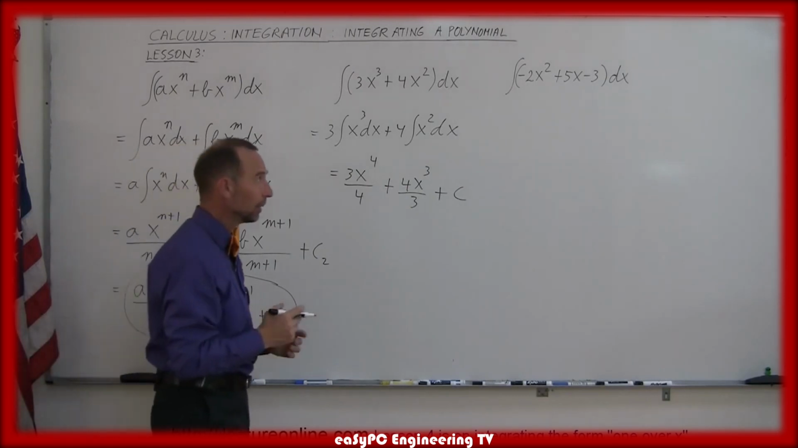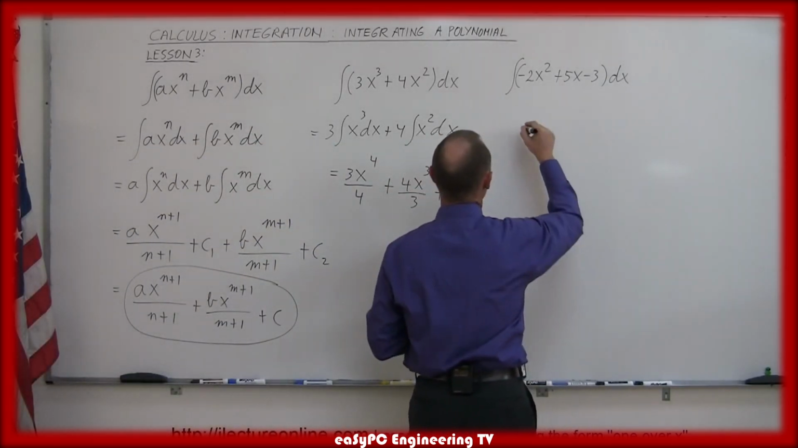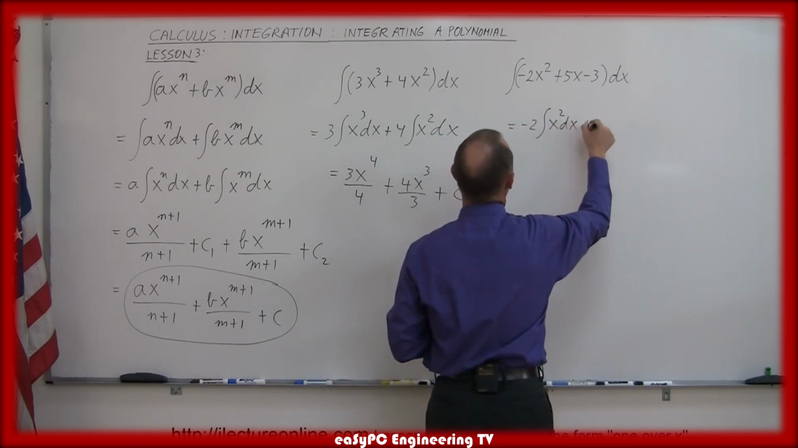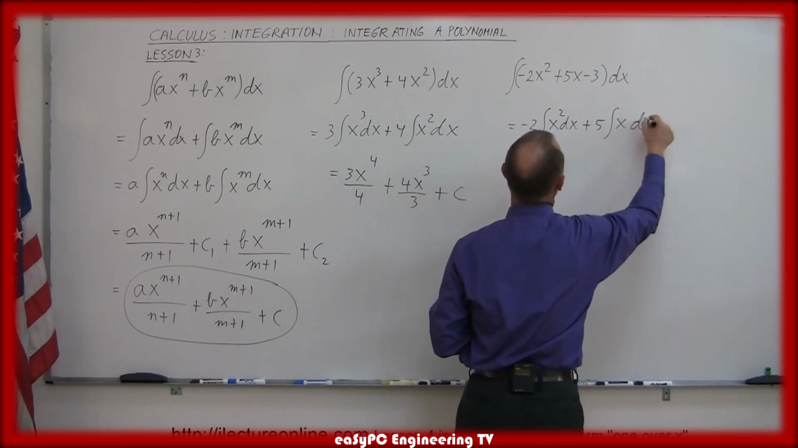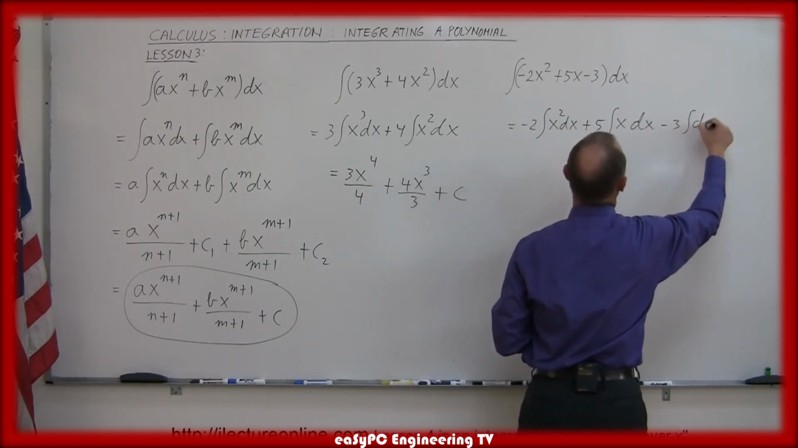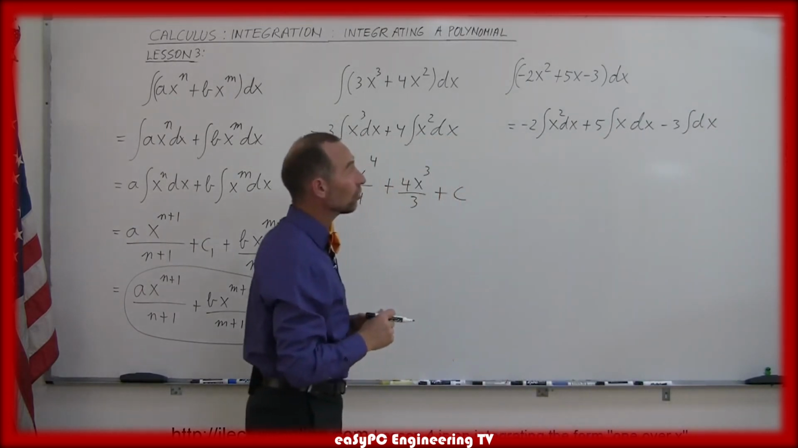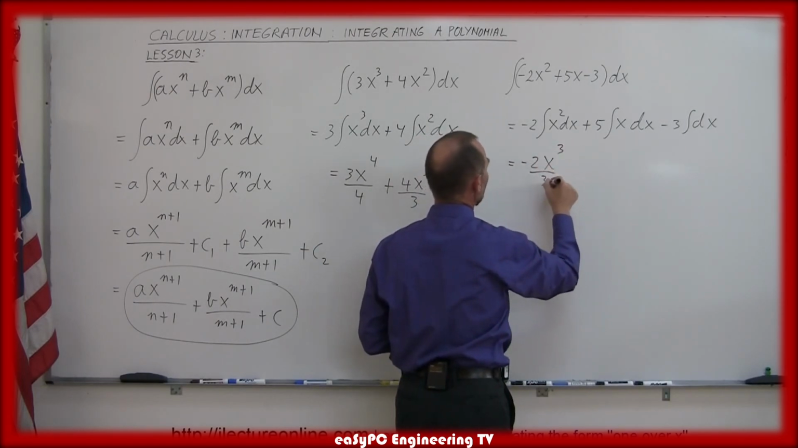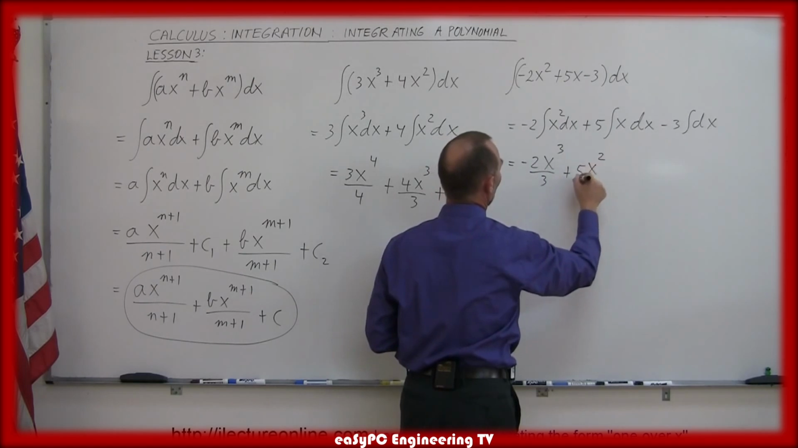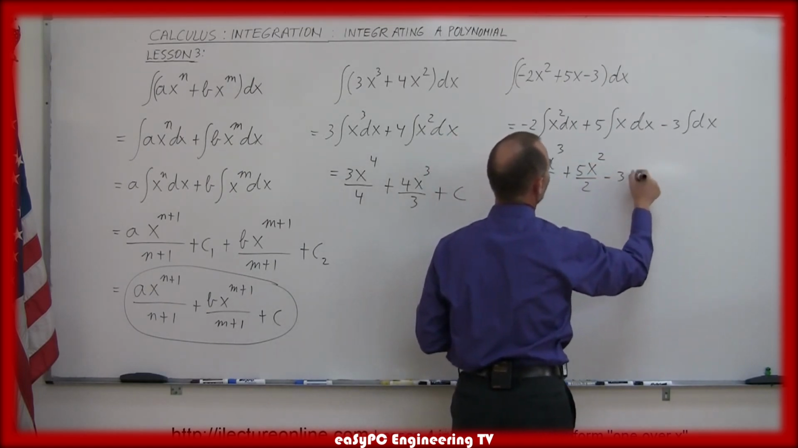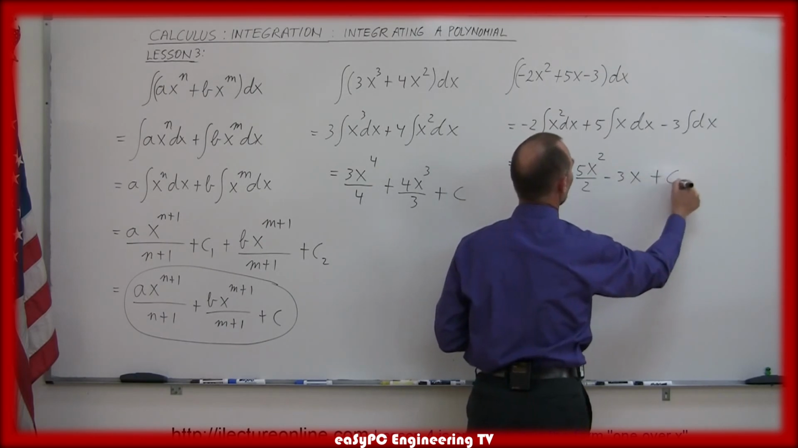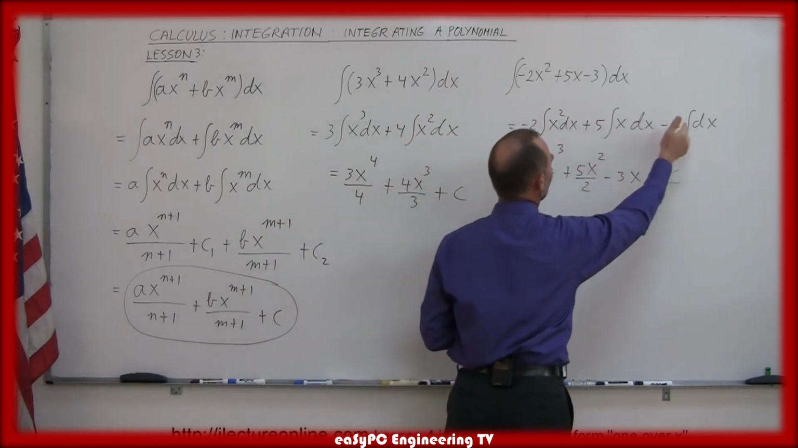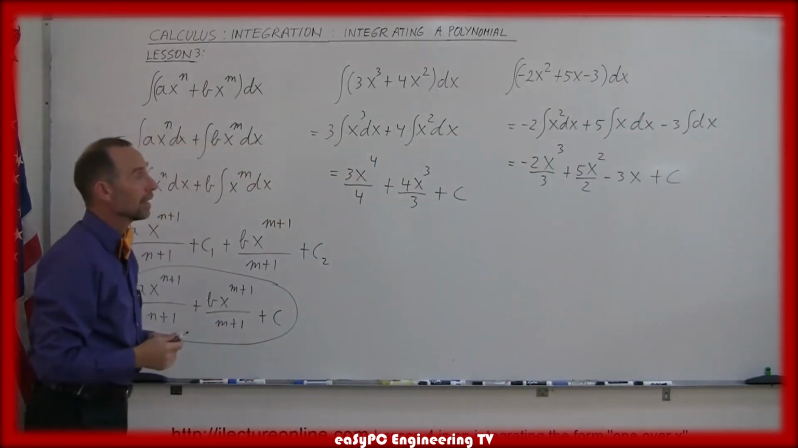For another example, it doesn't matter about the negative signs there. This is equal to minus 2 times the integral of x squared dx plus 5 times the integral of x dx, and minus 3 times the integral of dx. We know how to integrate each one of those separately. So this becomes minus 2x cubed over 3 plus 5x squared over 2 minus 3x to the first power over 1, which we don't have to write. And don't forget the constant of integration, which is really the sum of the three constants we got from each of the three integrals. And that's how you integrate a polynomial.